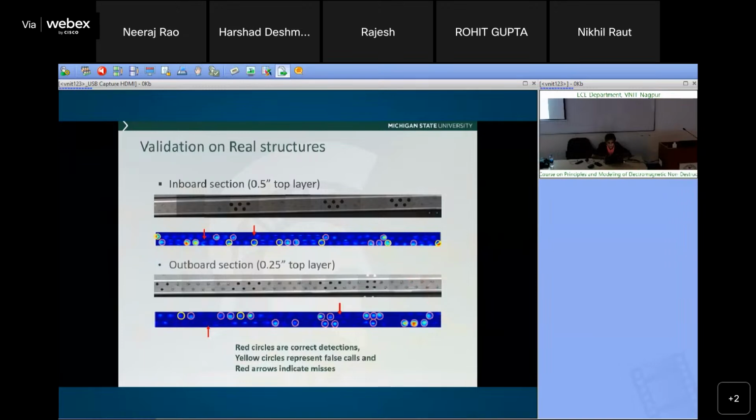So those are the 2 examples I just thought I'll talk about. I don't have anything else. Are there any questions there?